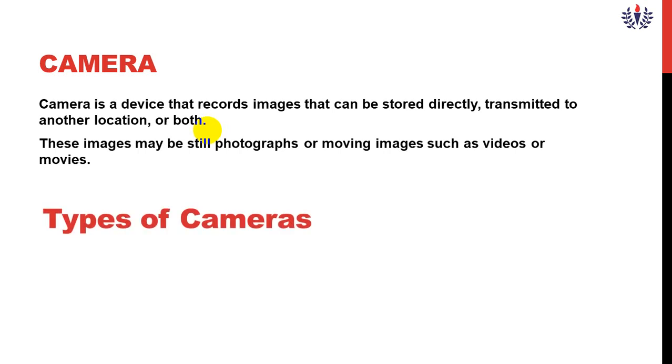There are two types of cameras available in the market. One is the film camera, the other name of which is the analog camera. The second type is the digital camera. So there are two types of cameras: one is analog, the other is digital. The other name of analog is film camera.